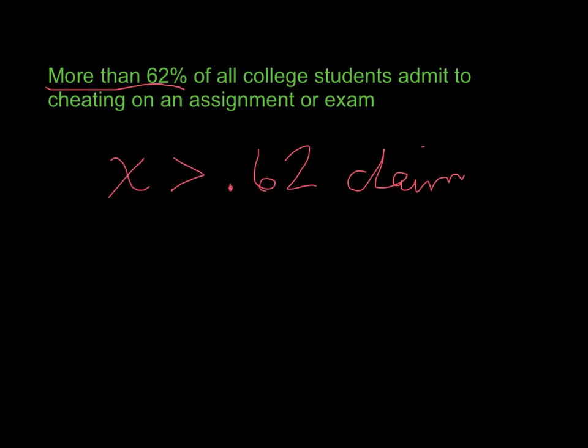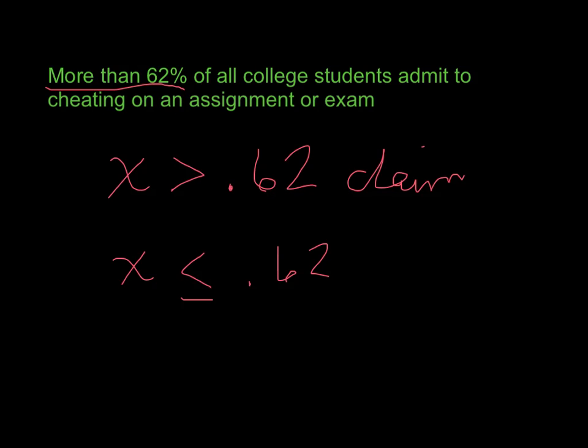I'm going to write the complement, the opposite of being greater than. You can't just say less than 0.62, and the reason is because you're leaving out the equal option. So if it's not greater than 0.62, it could be less than 0.62 or it could be equal to. So the complement would be less than or equal to.